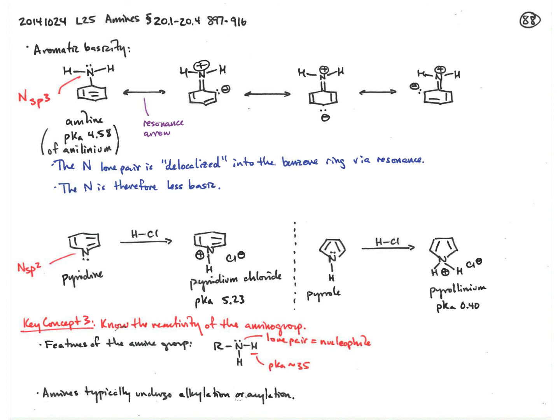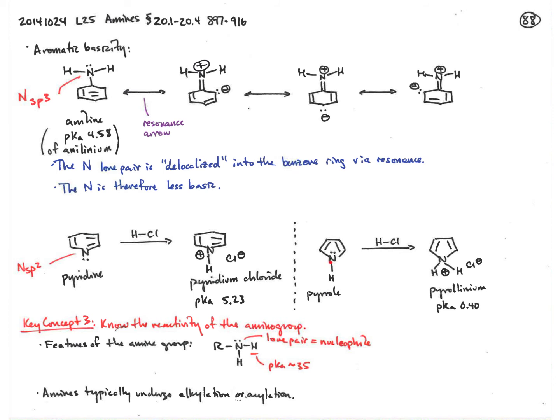So what about nitrogen when it's in the ring? Now it's sp2 hybridized. This is pyridine. Pyridine is a very good base. It's going to abstract a hydrogen from hydrogen chloride. We form pyridinium chloride. This molecule has a pKa of 5.23. So again, what you need to understand is the difference in basicity of these nitrogens. This pyridine nitrogen is more basic than this aniline nitrogen.